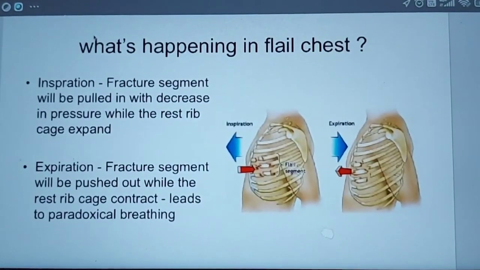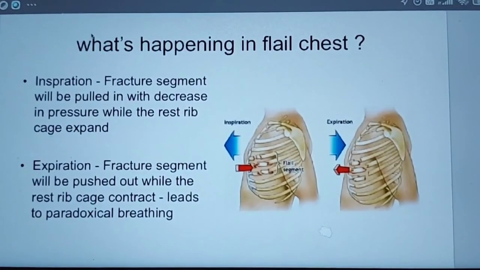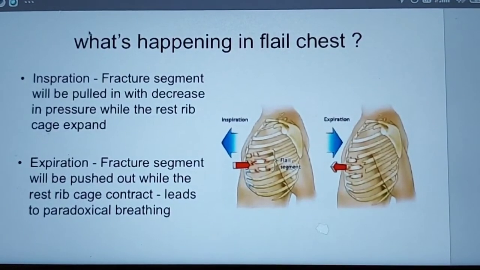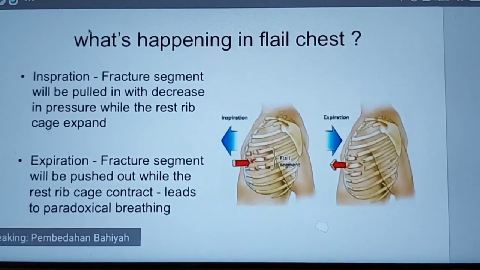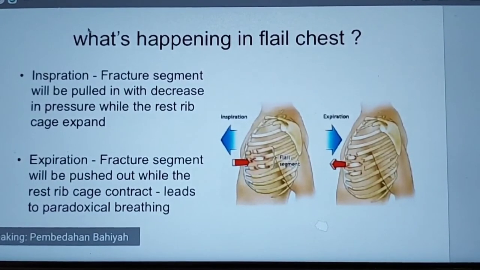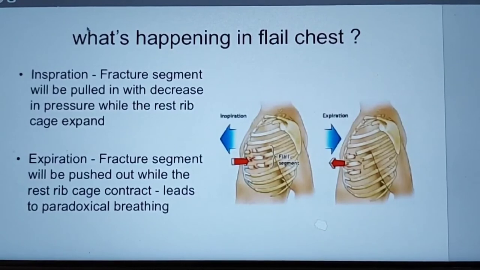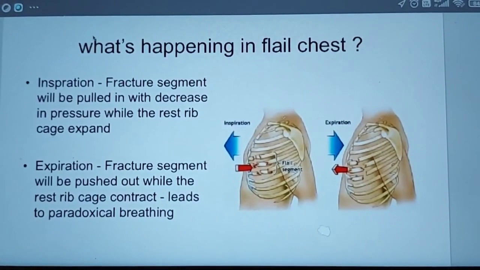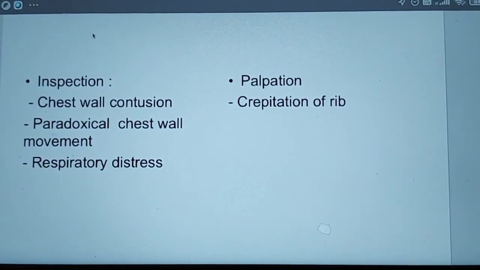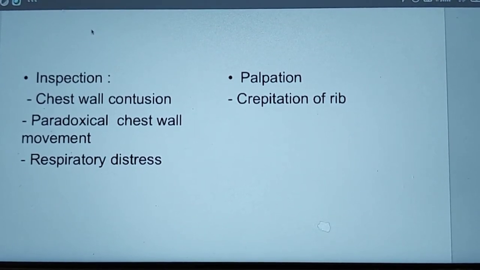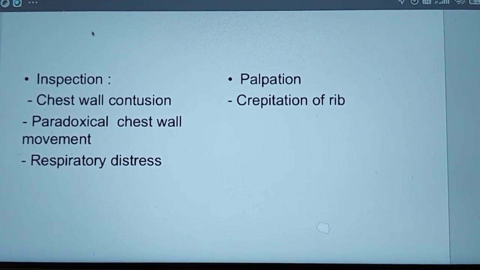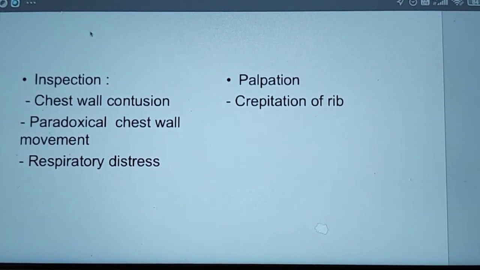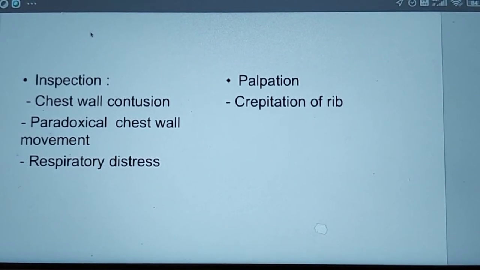In flail chest, during inspiration, the fracture segment will be pulled in with the decrease in pressure while the rest of the rib cage expands. During expiration, the fracture segment will be pushed out while the rest of the rib cage contracts. We call this paradoxical chest wall movement or paradoxical breathing. By inspection, we can see chest wall contusion, bruising, paradoxical chest wall movement, and the patient in respiratory distress. By palpation, we can feel crepitation of the fracture part.